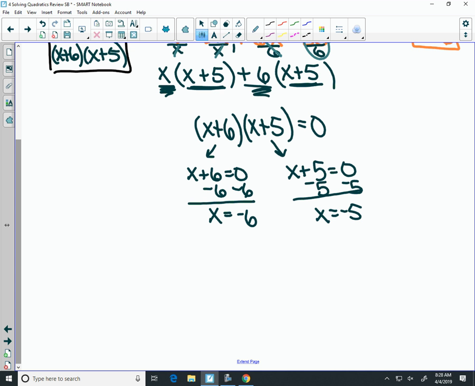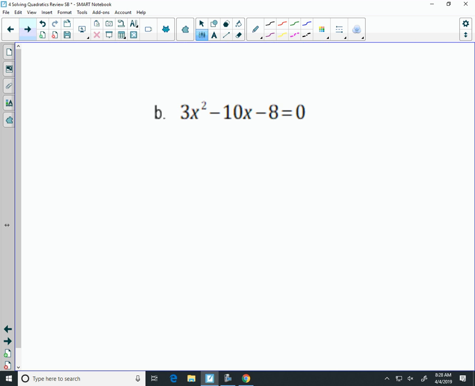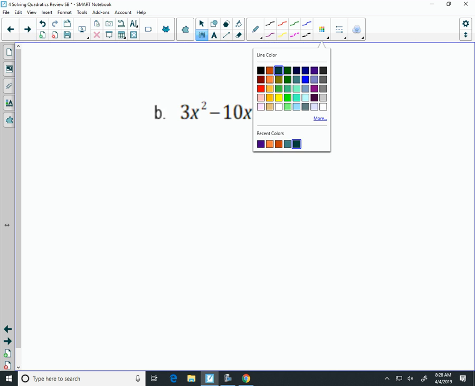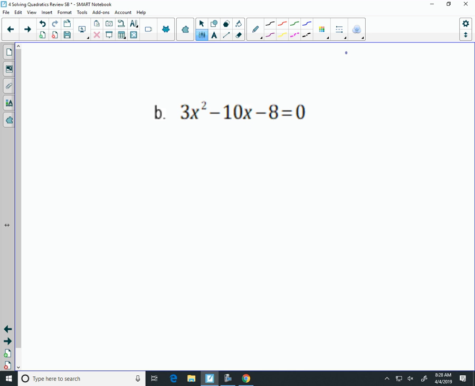I'm only going to factor on one more problem. This line. A times C is the key again. 3 times -8 is -24. I need 2 numbers that multiply to -24 and add to -10. So now we have some negatives happening. Okay? So I'm going to do the factor tree for 24 pretty quick here.